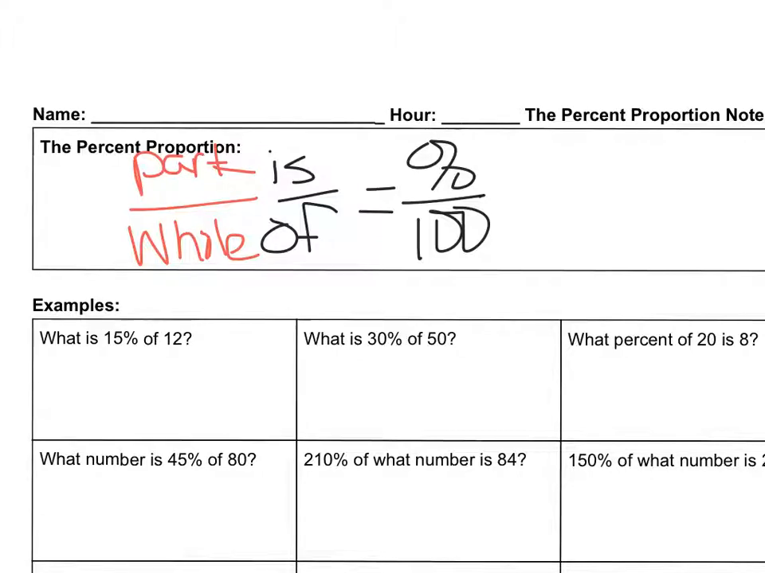Okay, so we're going to start with the first problem, and it says, what is 15% of 12? So I know what is goes together. That's going to be our is spot. Then it says 15%, so that's going to go with our percent. And then the last part says of 12. So that's going to be our of position.